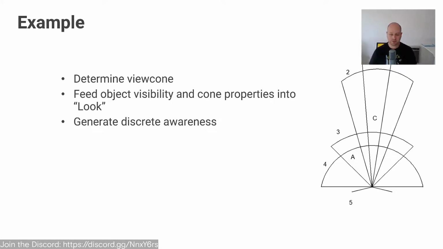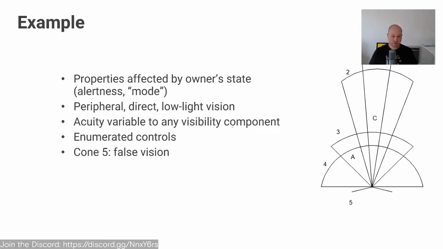So are the objects even available? Like, is the visibility enabled? And then you generate a discrete awareness. Is the object in this view cone or not? Or what? Give me a set of the objects I'm going to now iterate through and pay attention to.